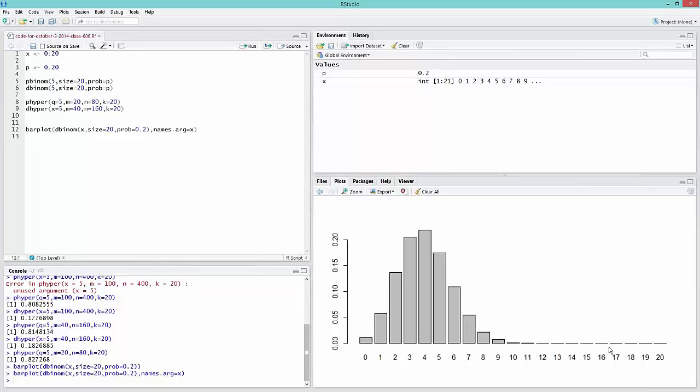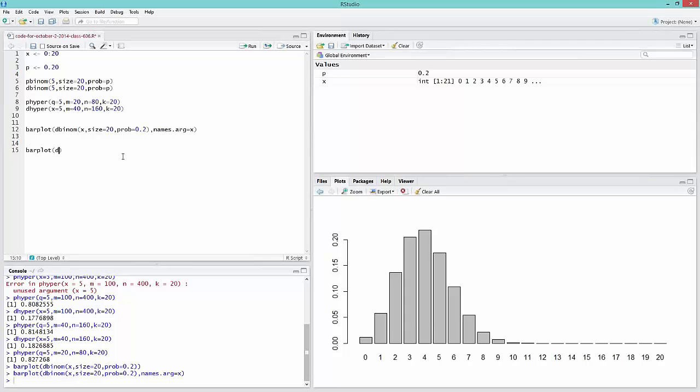It's really rare. So this is how you can get a plot of those densities. Let's take a look at geometric. So let's say we were going to go out and we've got the 500 deer, and we're going to go out and pick one until we find one that's tagged. So what we can do is say, let's do another plot of that distribution.